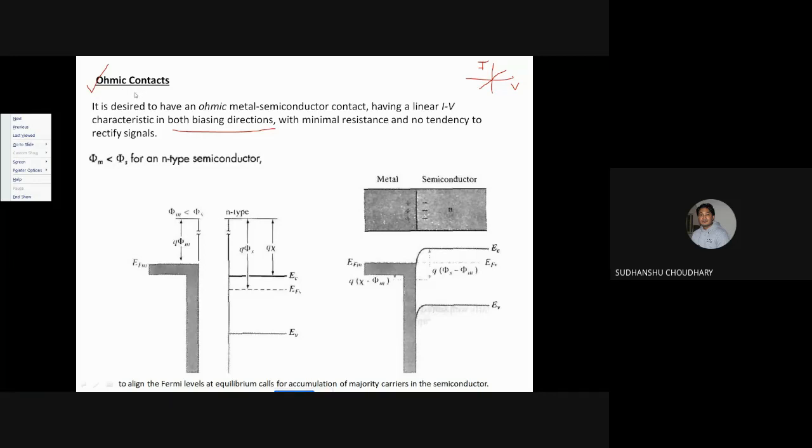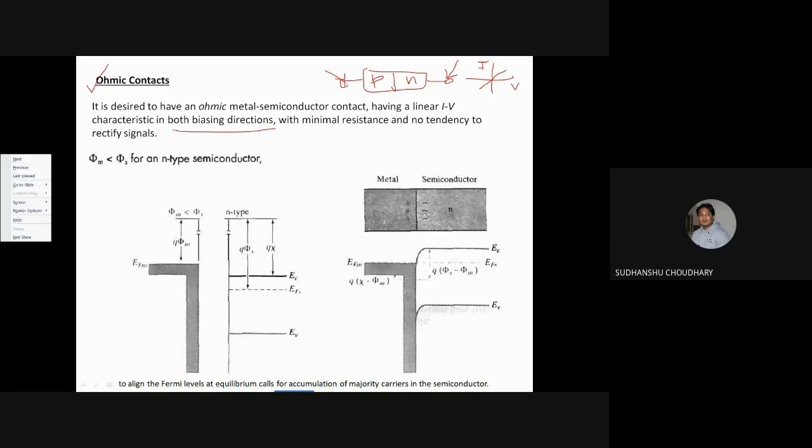So whenever you want to connect two devices, or a device to some source, we want ohmic contacts on the device terminals. For example, in a PN junction diode, I want to connect the P and N sides to maybe some device or some power source. I need to have an ohmic contact over here. I need to have an ohmic contact over here. I don't want a Schottky contact.